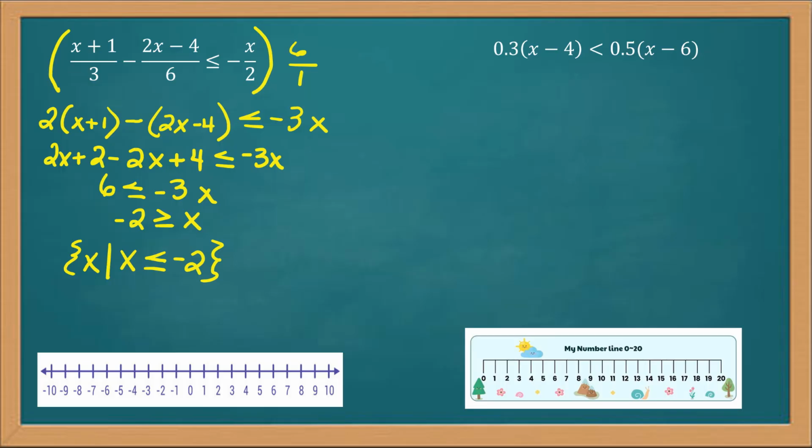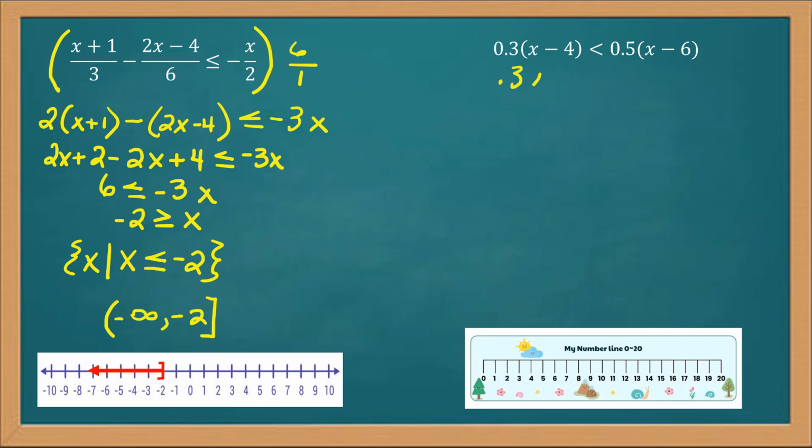And then to write it in interval notation, you're just going to go from negative infinity all the way up to negative 2, and you're going to include negative 2, so you use that square bracket, and then you're going to do the same thing for the number line. You're going to put a square bracket on negative 2 and then just point all the way down to the left.